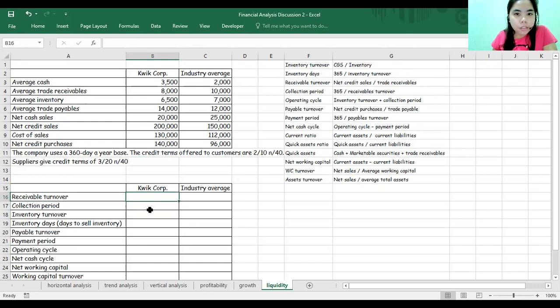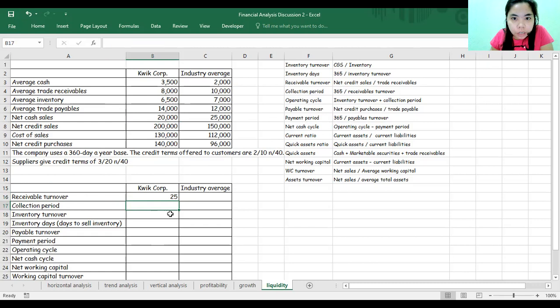To start with, your receivable turnover. Your receivable turnover is your net credit sales divided by your trade receivable. So it's 25 as your turnover. That means that you are turning over your receivables 25 times, based on your receivable turnover. We haven't covered this in class yet, so we have no use yet for the 360 days.